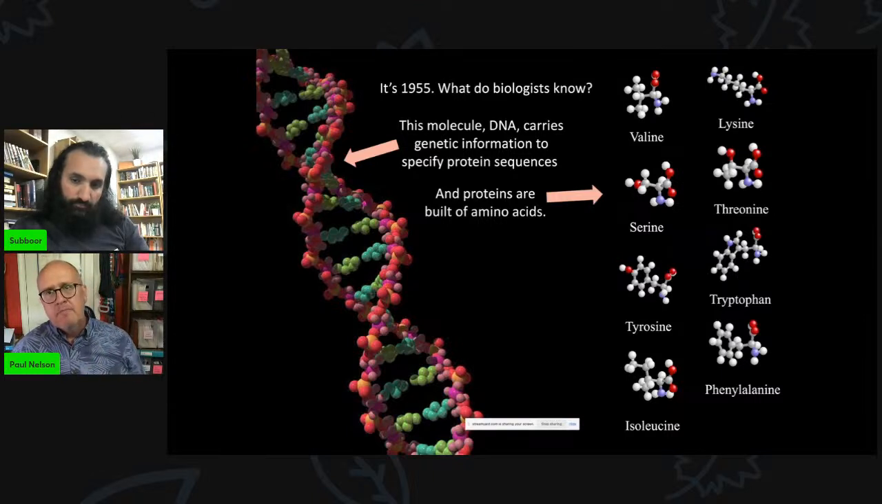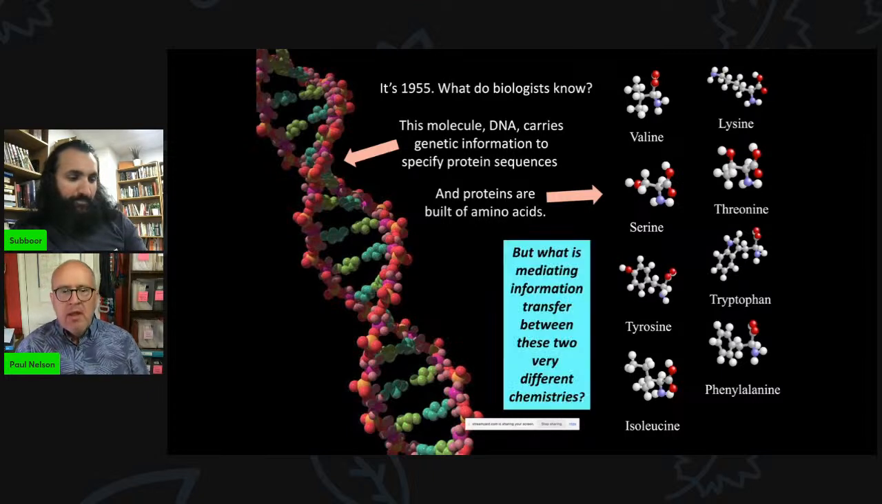Unlike the sugar phosphate backbone and hydrogen bonds of DNA, amino acids are very different. Some are polar, some are not. Some are big and bulky. Others, like glycine, are rather small. What is mediating information transfer from the very regular chemistry of DNA to the very irregular chemistry of amino acids?